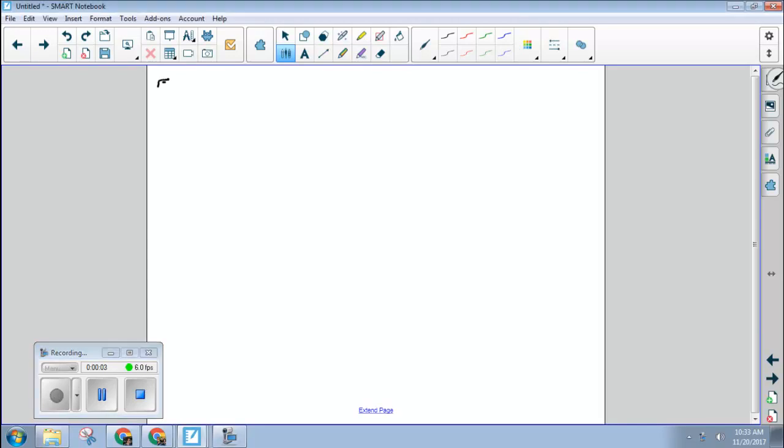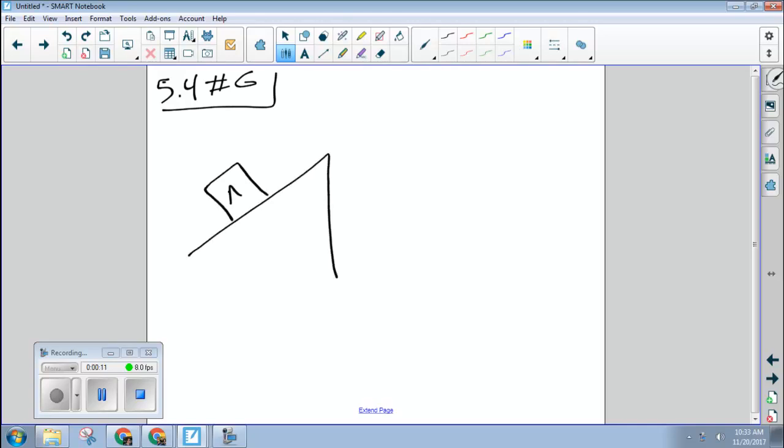Okay, so here we go. 5.4, number 6. So your drawing is this. I always do that with my pulleys, so deal with it. My pulley's in the wrong spot.